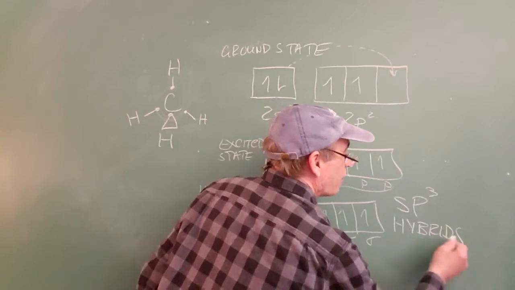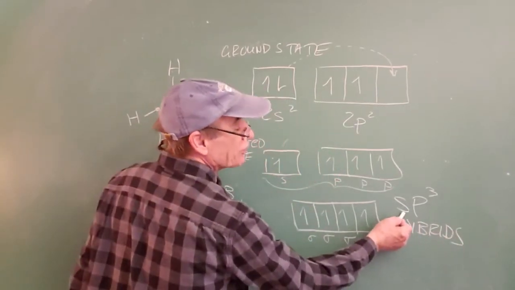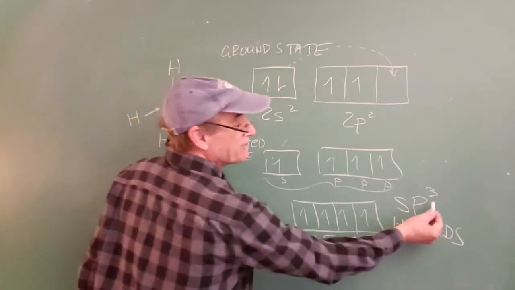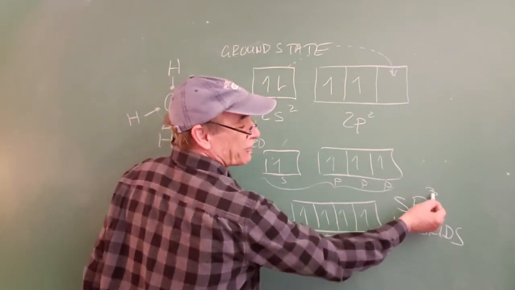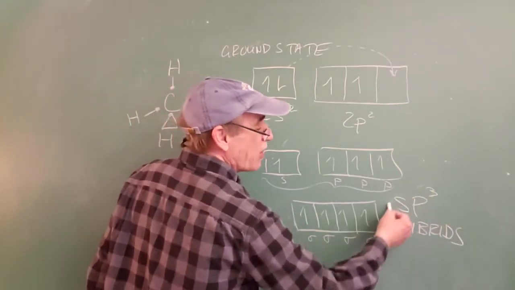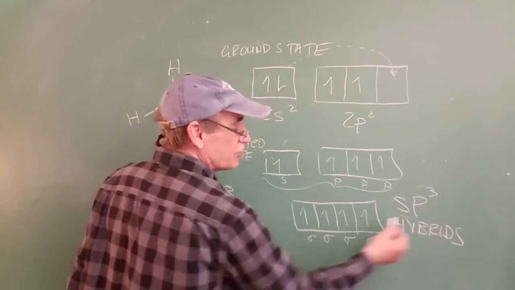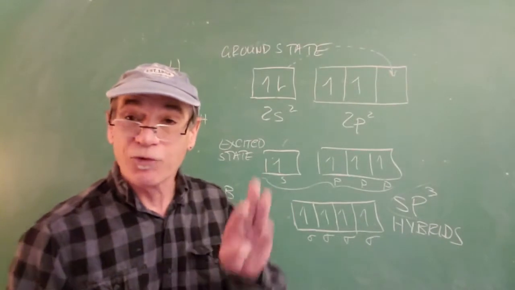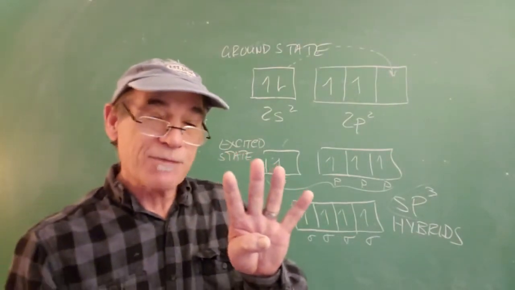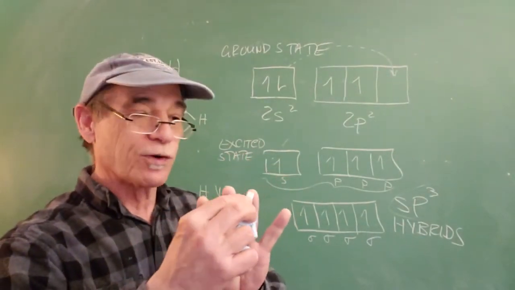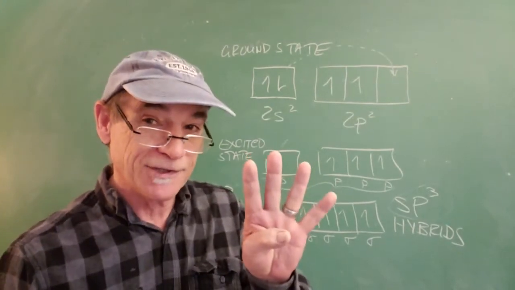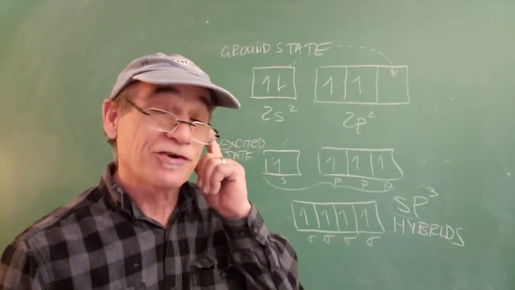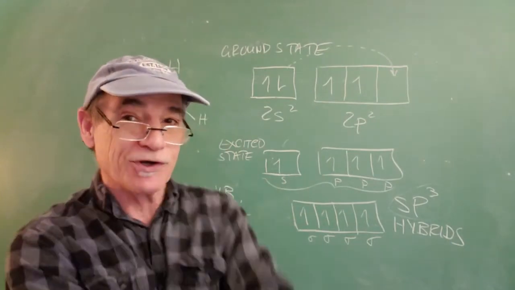So whenever there's 4 hybrids, it's because we used the S box and all 3 of the P boxes. So this is not the number of electrons that were in the P orbital. This is just how many orbitals we actually use to make our hybrids. Anytime you have a 4-legged molecule, that means it needed 4 hybrid orbitals to do the job. So every time we've had a 4-legged molecule, it turns out that it's sp3 hybridized.